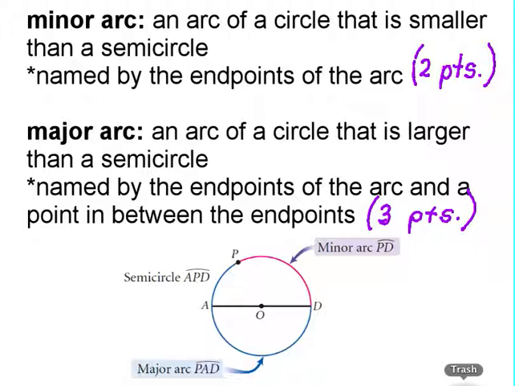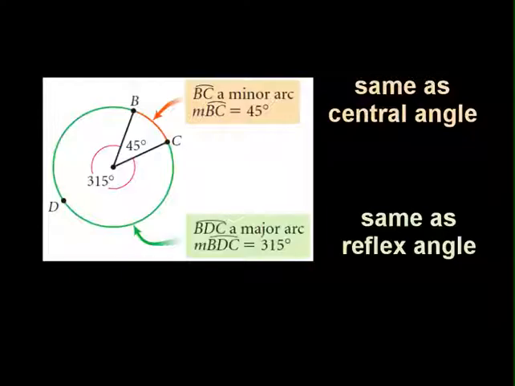So if you look at the diagram below, you have minor arc PD. That's named with 2, so you know it's a minor arc, and you look at it, it's less than a semicircle. Then you have major arc PAD, which easily is bigger than a semicircle, and so we name that PAD. Okay? So minor arc is 2, major arc is 3.